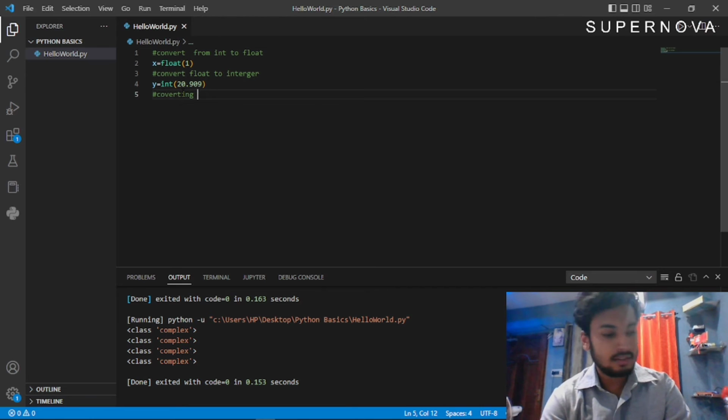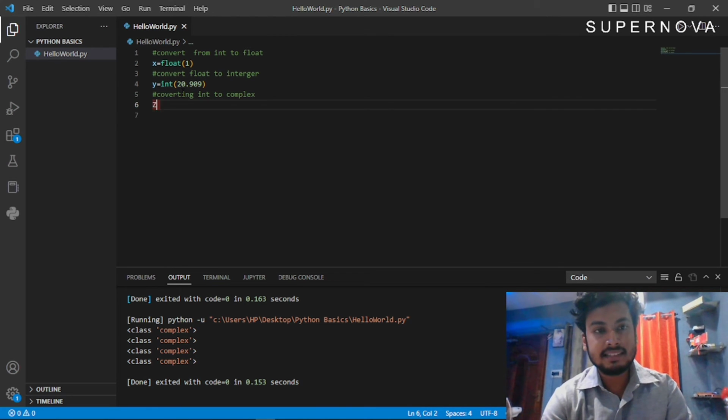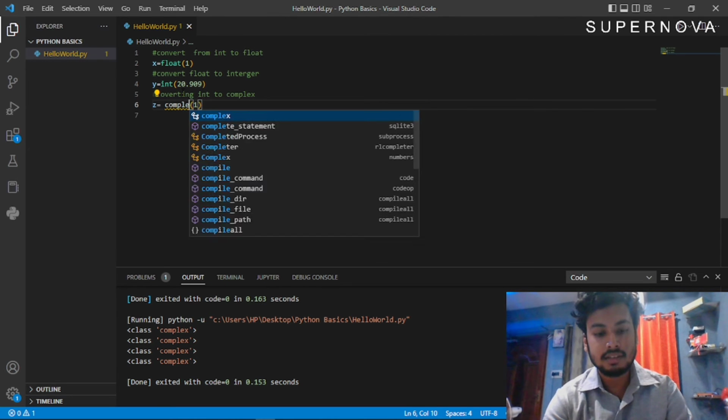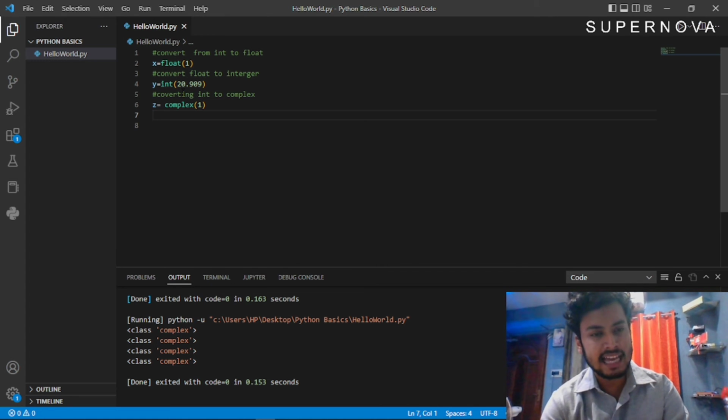Then converting what into complex? Int to complex, and for that I will be writing complex. For that I will be writing z. Let z be like 1. It's taking 1, and converting it into complex. Clear? So now let's print them and see the type of them.